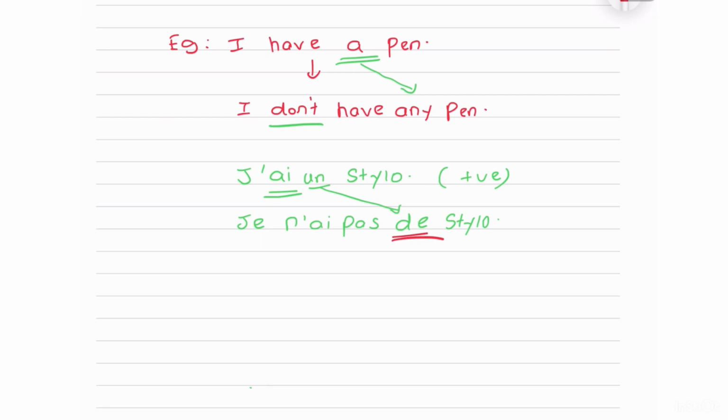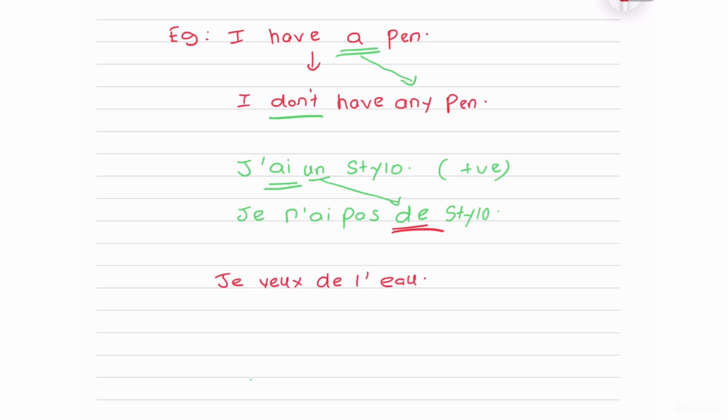In the same way for article partitif, if I have this sentence, je veux de l'eau, that is, I want some water. Now if I put this into negative, what will I say? I don't want any water. If you don't want something, you don't want it at all. Or if you don't like something, you don't like it at all. The quantity does not matter. If I say I don't like salad, I don't like it at all. I won't say I don't like some salad; I will say I don't like any salad. That is the logic behind it.